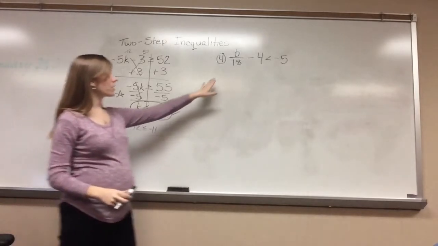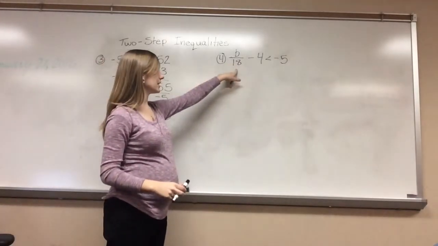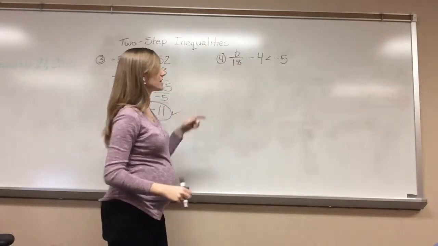For problem number 4, we have b over 18 minus 4 is less than negative 5.